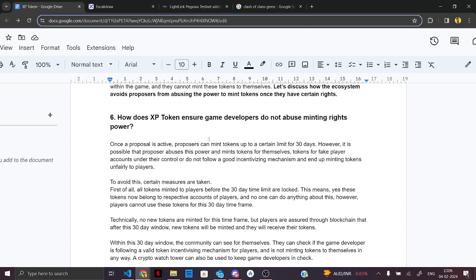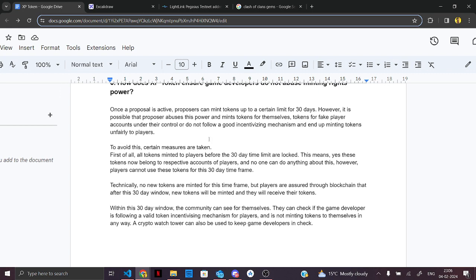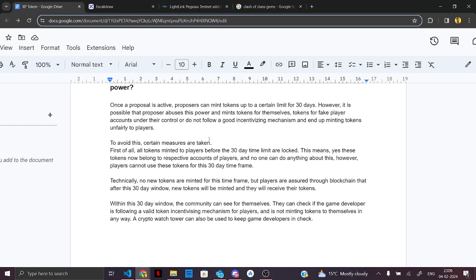First of all, minted tokens are locked for 30 days. This means that these tokens do belong to players and no one can do anything about this, but they are locked and players cannot transfer them here or there for 30 days. Technically, what happens with the contract is that no new tokens are minted for this 30-day window, so no new tokens are introduced in the ecosystem. And there is an assurance that new tokens will be minted after 30 days for these players.